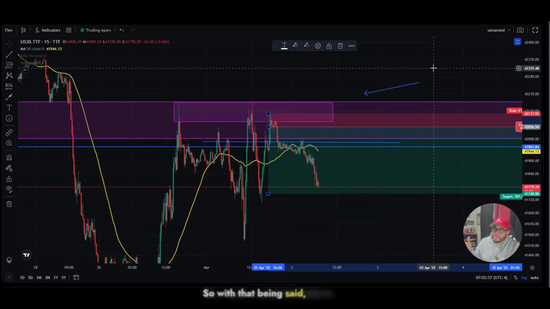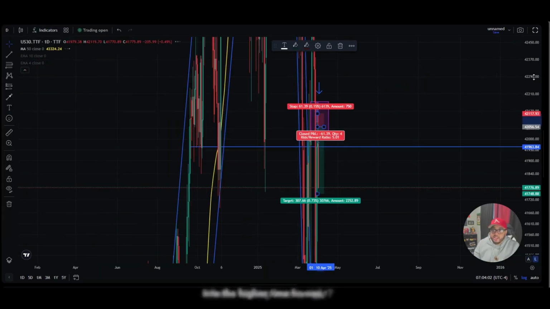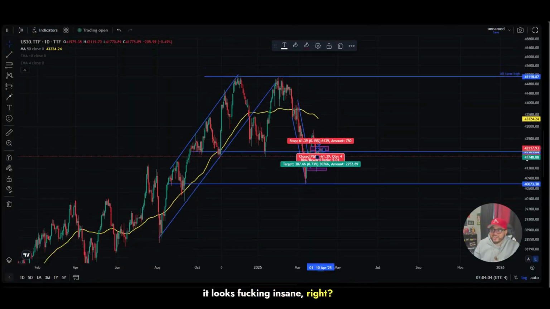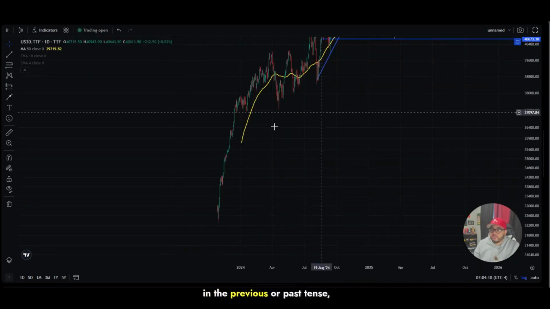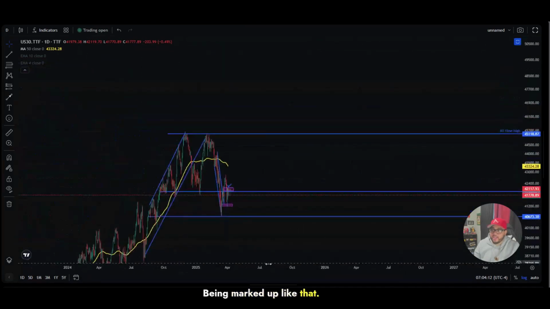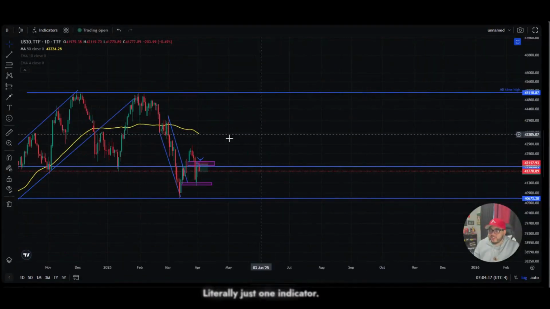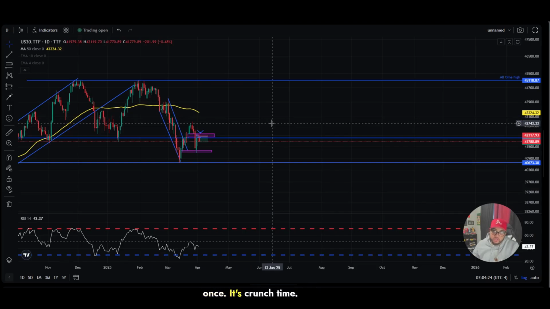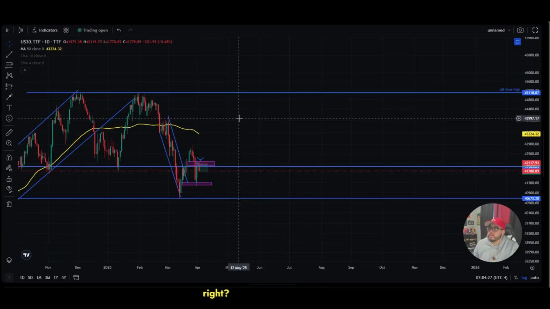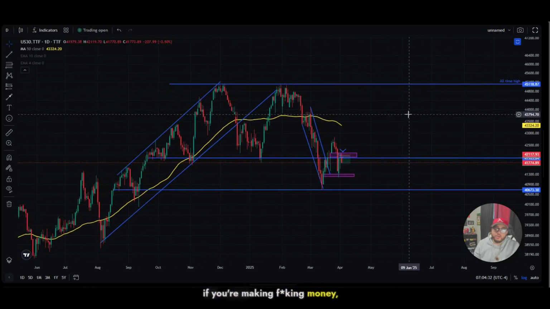So with that being said, this is just a quick breakdown. And obviously now once we go into the higher time frames, it looks insane, right? It looks insane. Now imagine that on all of this in the past tense, being marked up like that. And that's where I got, why do you use so many indicators? They're not indicators. It's literally just 2 indicators, 50 EMA and the RSI, but I only take out the RSI once it's crunch time. It's time to actually trade, right? So chart looks like that. Looks a little crazy to most. Again, if you're making money, who cares?